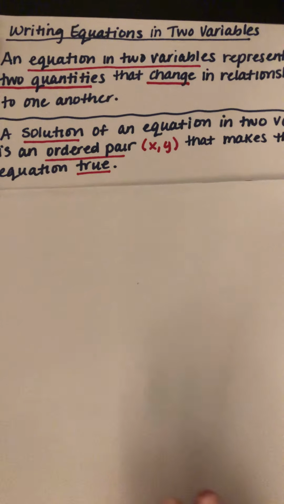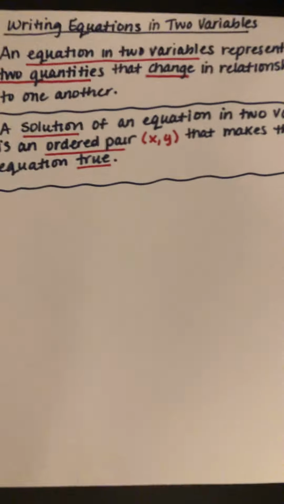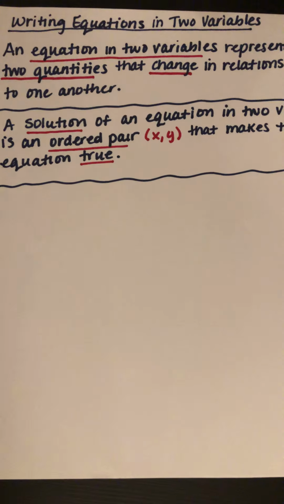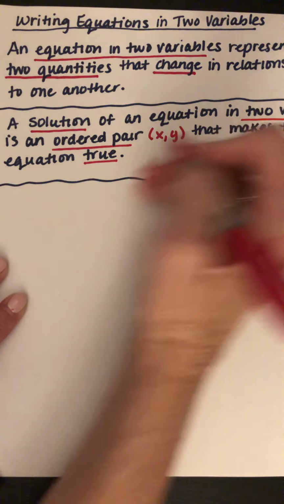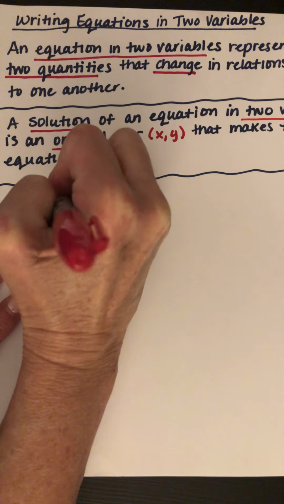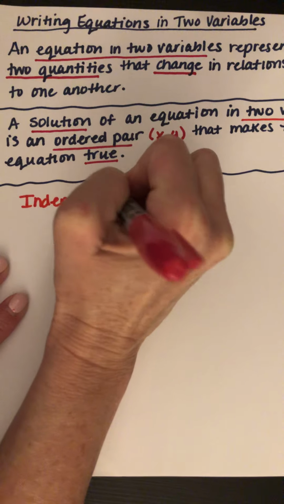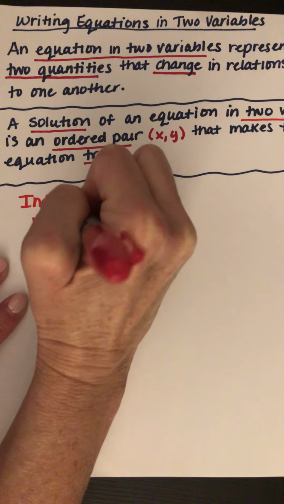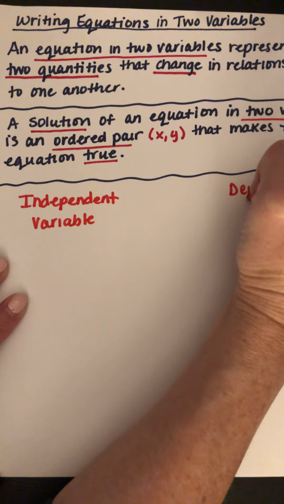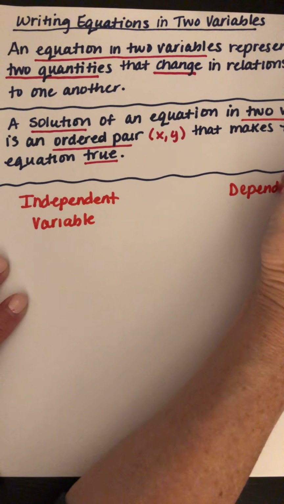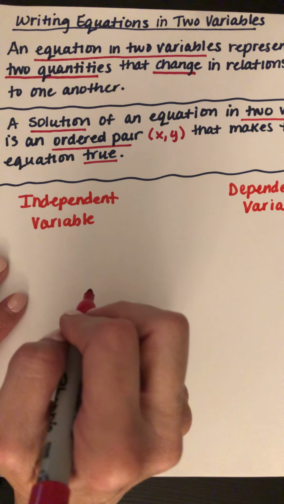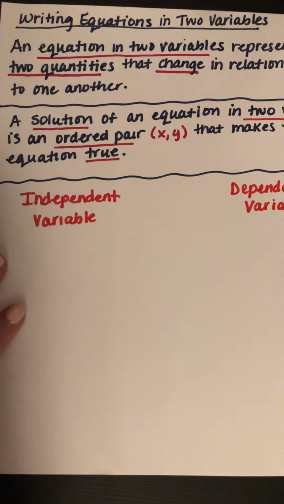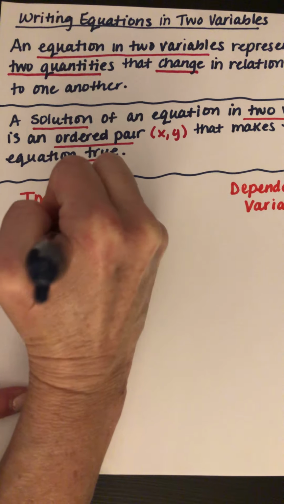So we're going to use what we call independent and dependent variables. So we have two variables, right? We said we're having two variables. So we have what's called the independent variable, and over here, I'm going to write dependent. And our independent variable can change freely.